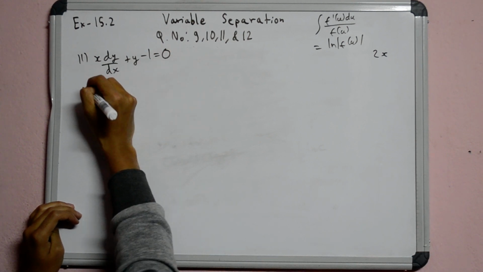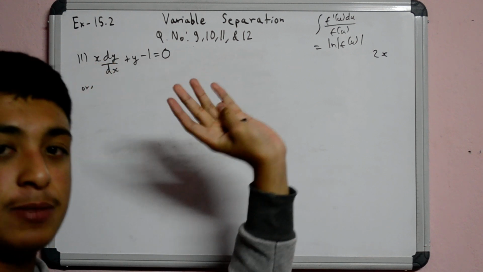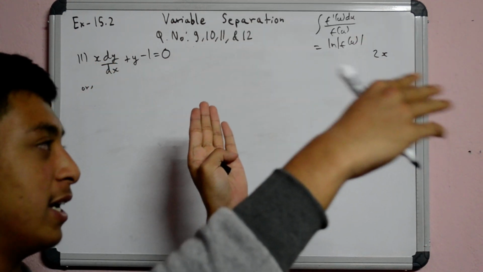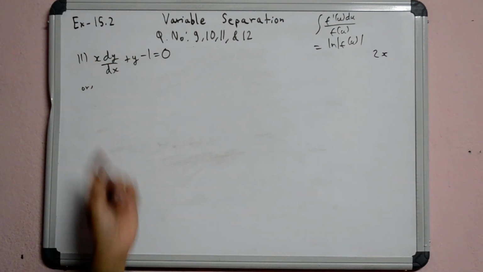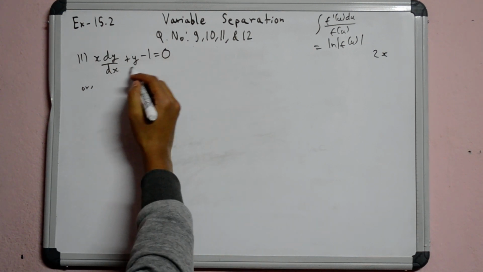Now, in the previous questions we had something dx plus something dy equals to 0, and we could move the dy to the right hand side. But here we have dy by dx, and we cannot simply put this dx to the right hand side, as we have to multiply these out.